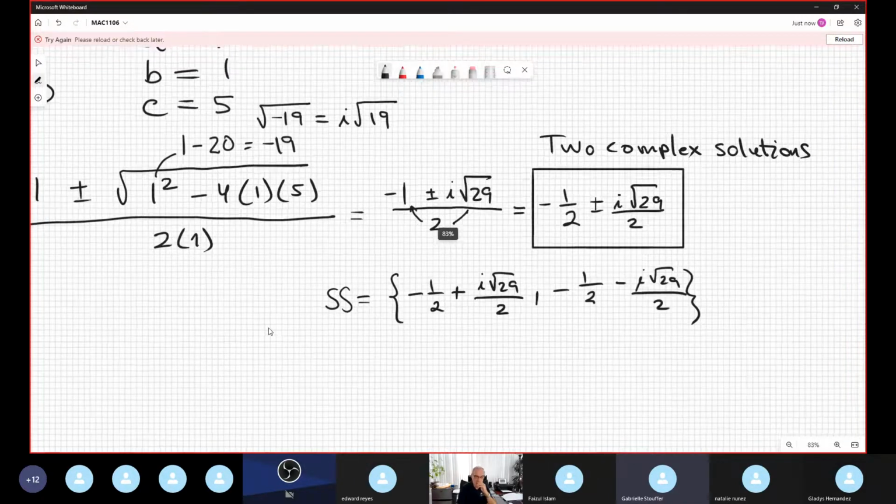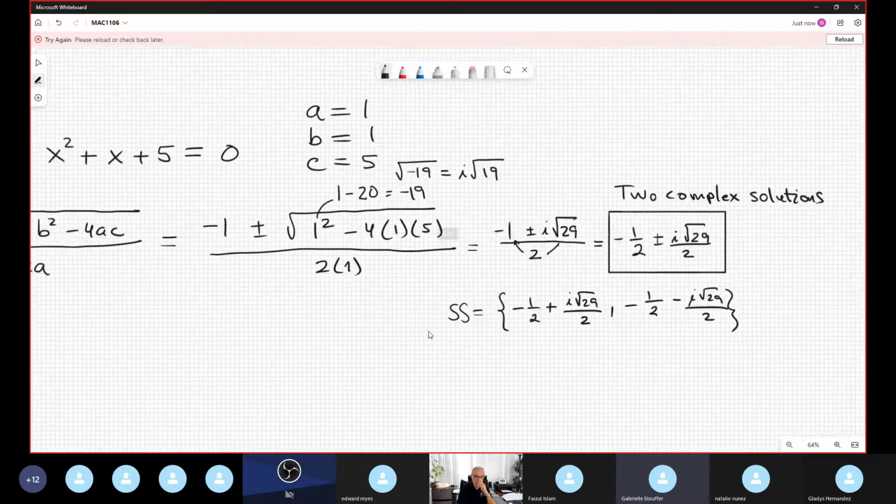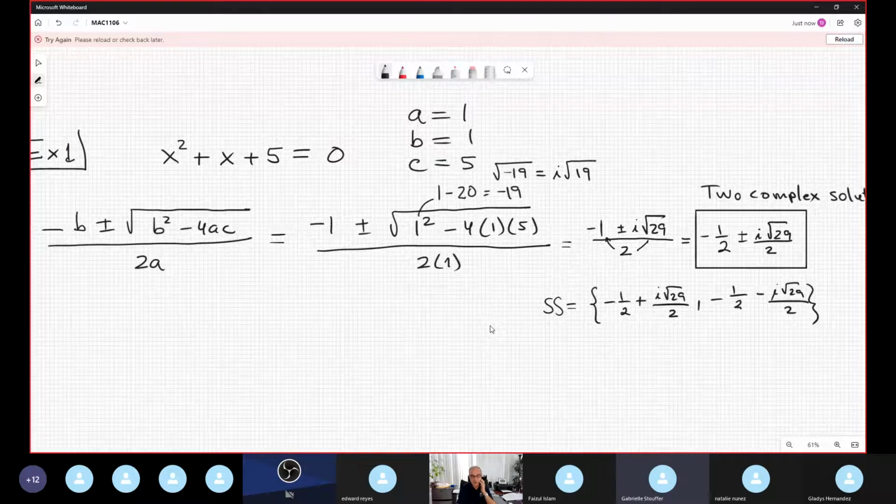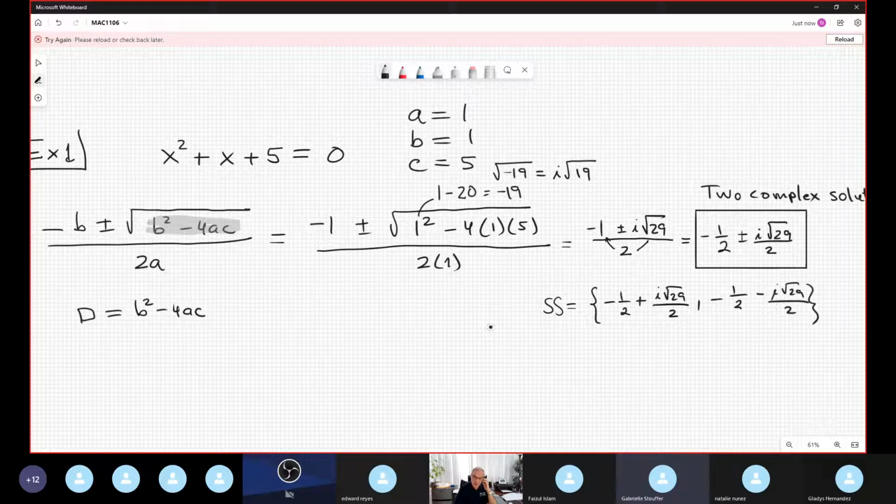Another tool to predict whether we have complex solutions or real solutions is in this equation. Let me show you this idea. The expression inside the square root gives me the behavior of the solutions, and this is called capital D. Capital D is b squared minus 4ac. This is the discriminant, the technical name for this, because it discriminates whether it is real, complex, or whatever.